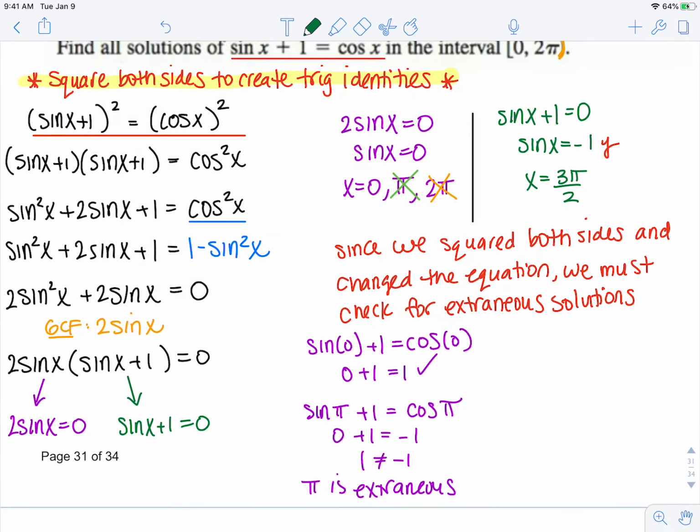So let's check my third answer in green. Does sine of 3 pi over 2 plus 1 equal cosine of 3 pi over 2? So sine of 3 pi over 2 is negative 1, and cosine of 3 pi over 2 is 0. 0 equals 0, yes. So that means our only solutions, not extraneous, are 0 and 3 pi over 2. So note, we only have to do this when we change the equation by squaring both sides.